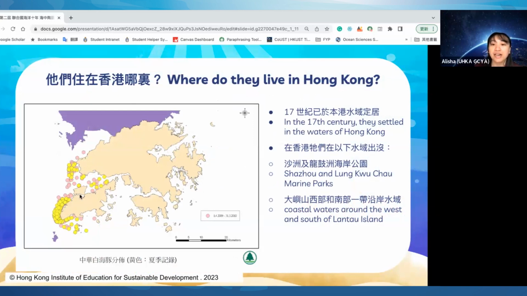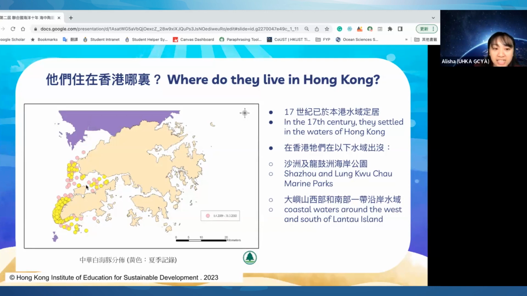So think about what kind of island is right here. It is the Sha Chau and Lung Kwu Chau Marine Park. So if you want to visit them, you can go to this marine park. And also if you take a boat to the open water area, you can go to the coastal water around the west and south of Lantau Island.